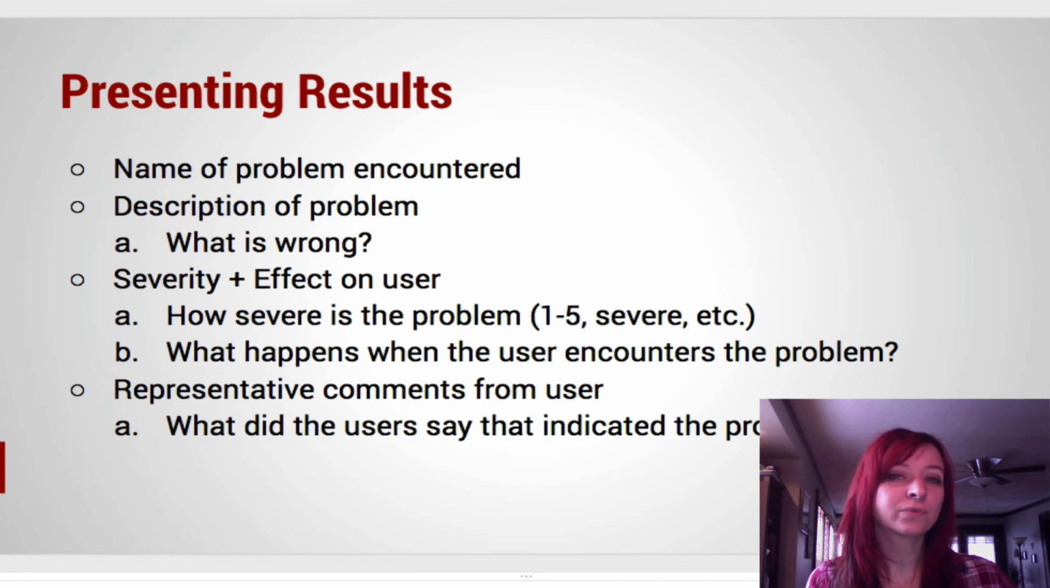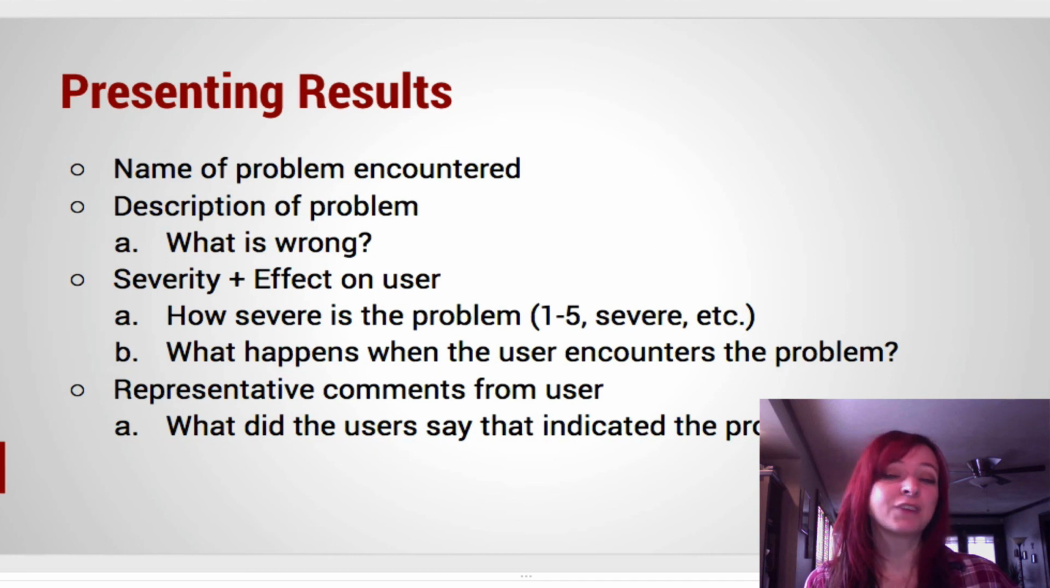Severity, there's no universal measure for severity. You could use a scale of 1 through 5, where 5 is very severe and 1 is not severe at all. You could just give them words like severe, somewhat severe, moderately severe, not severe. And then you're going to explain what the effect on the user is. Does this frustrate the user? Does it keep them from doing the next task? Does it make them not want to use the site?